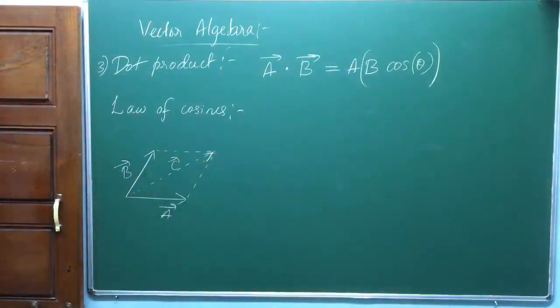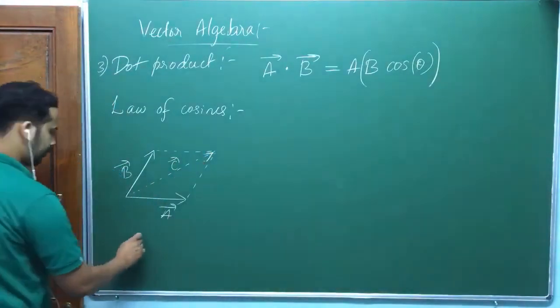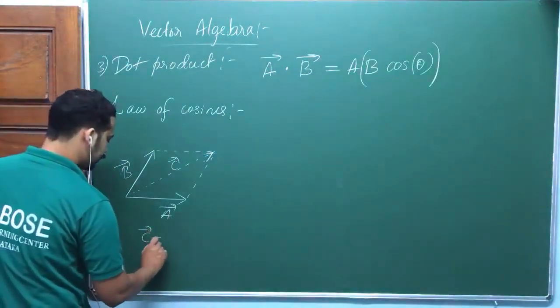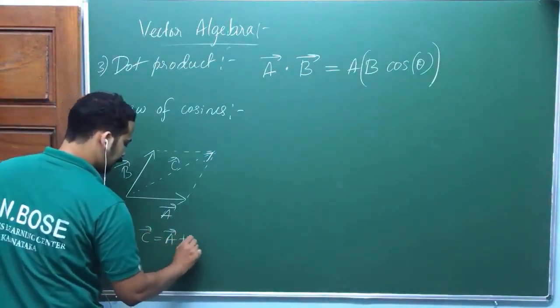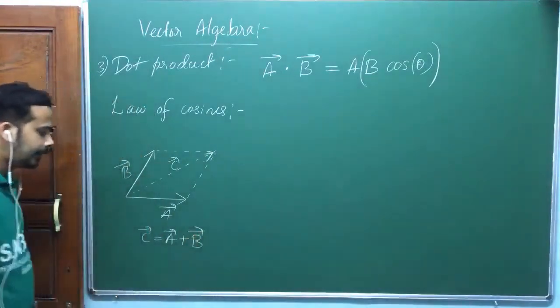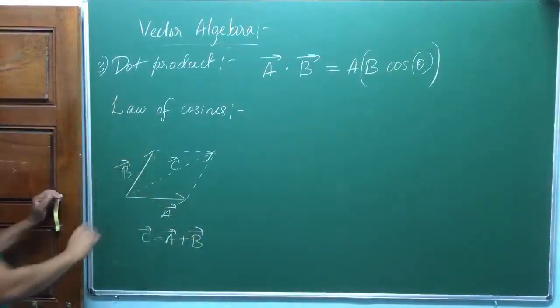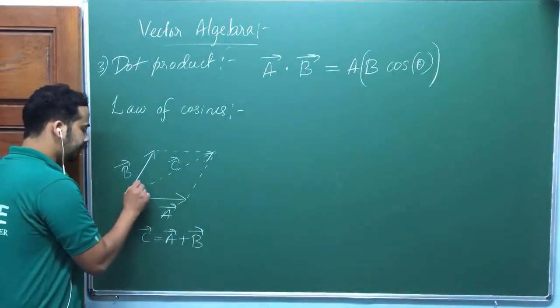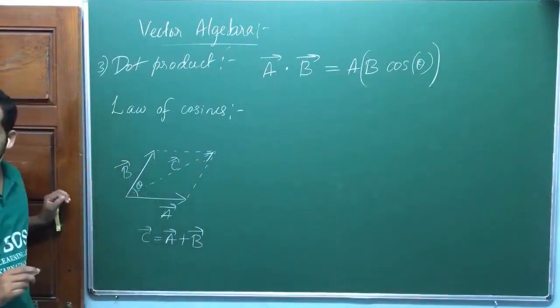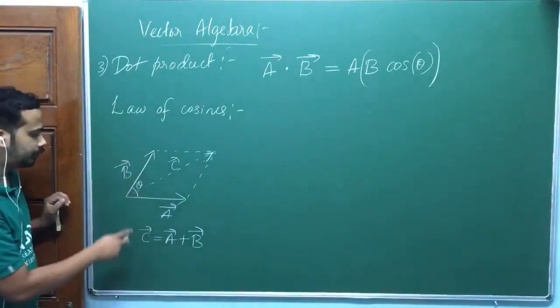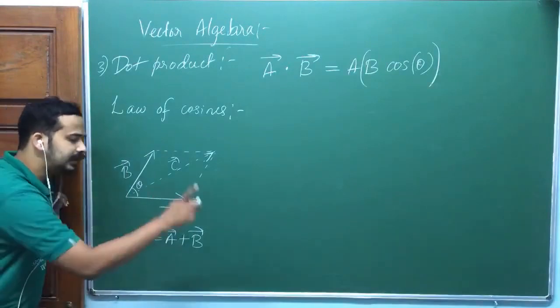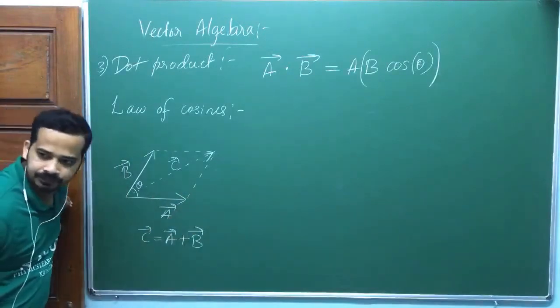Is that okay? C is equal to A plus B. Can I write like this? C is equal to A plus B. Now I know the angle between A and B. I know the magnitude of A and the magnitude of B. I know the angle between A and B. I need the magnitude of C.